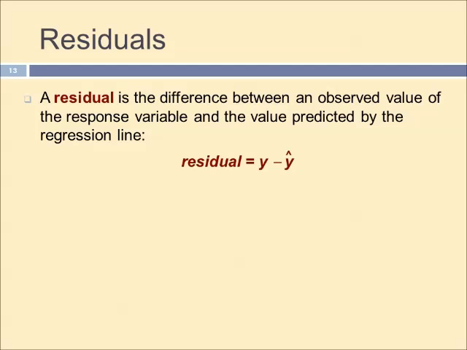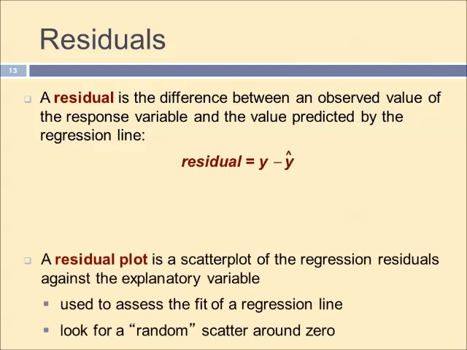Residuals are an important analytic tool in regression. A residual is the difference between an observed value of the response variable and the value predicted by the regression line, so y minus y hat. A residual plot is a scatter plot of the regression residuals against the explanatory variable. We use it to assess the fit of a regression line by looking for random scatter of the residuals around the line y equals 0.